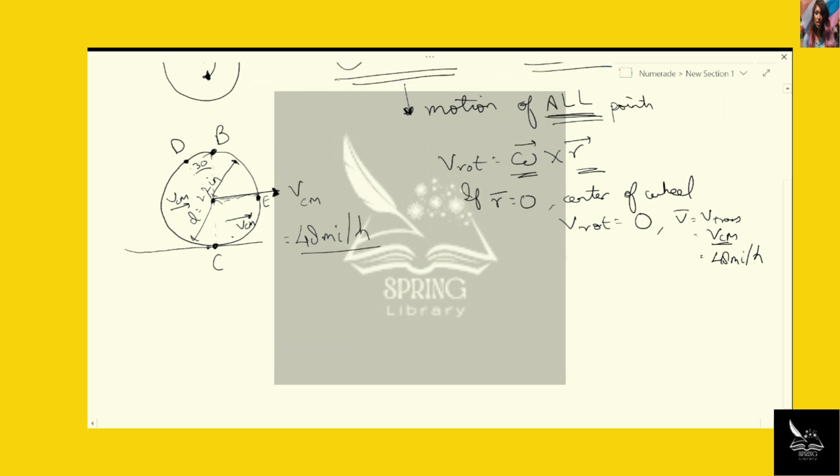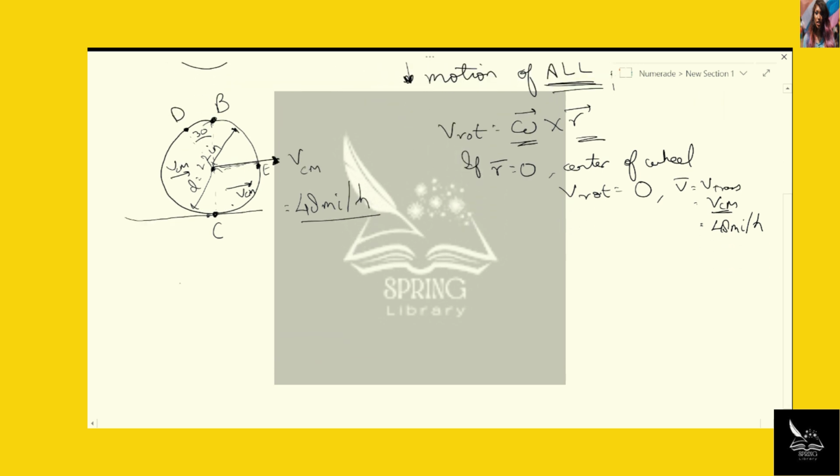Okay, but now let us look at some other points. Let us look at point C. What is the velocity at point C? The velocity at point C will definitely be VCM plus omega cross r. Since this wheel is moving right, what is omega going to be? Omega is going to be in this direction because the wheel is moving right, and if you curl your right hand's fingers towards the direction of the arrow, you will notice that your thumb points inside the page. So omega is going inside the page.